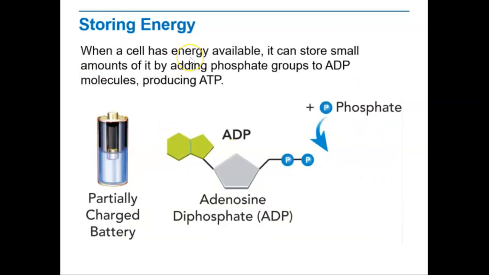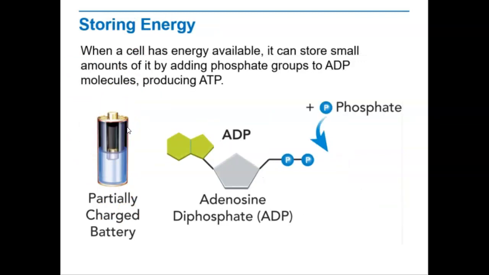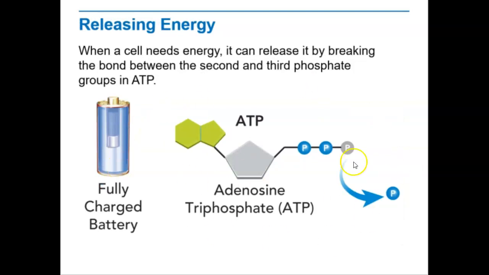So here is the storing energy model. When a cell has energy available, it can store small amounts of it by adding a phosphate group to ADP, and that produces ATP. So think about ADP as like a partially charged battery, okay? And then once you charge it up, it is ATP, that's a fully charged battery that you can then use. Now, once you use the battery, is it fully charged? No, it goes right back to ADP. So ATP is fully charged. Once you use that energy, it's converted back to ADP.